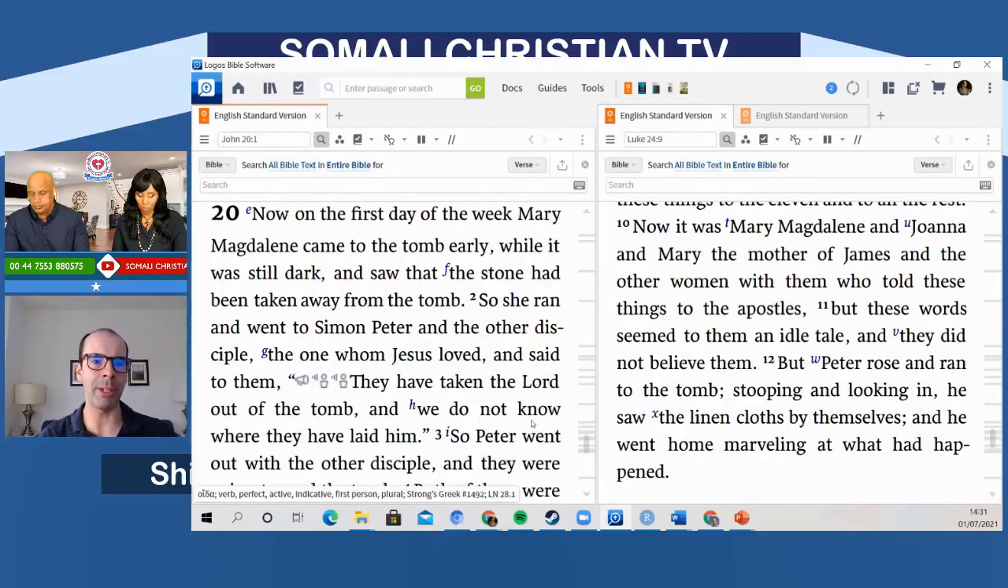The Greek is oukoidamen, right? We do not know. It's a plural pronoun. We do not know where they have laid him. And so the use of the plural pronoun there actually presupposes that there were, in fact, other women with her. And actually it dovetails in a very casual and incidental way with what we find in the Synoptic Gospels and points to independence and also truth.